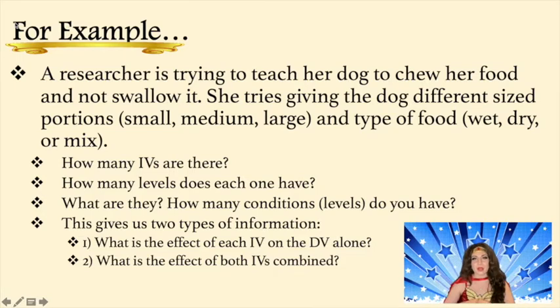So there are 9 possible conditions, 9 possible combinations that could actually make the dog chew her food and not swallow it. So basically these combined effects, right? Maybe there's one particular combination that will be driving the effect, while the independent variables alone can't show us that effect.